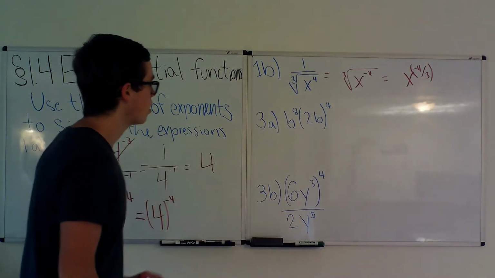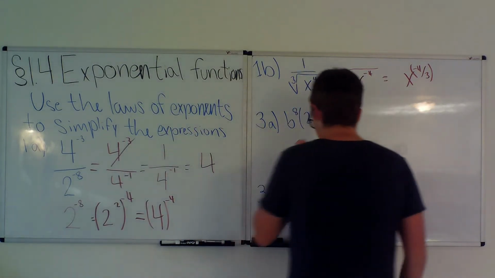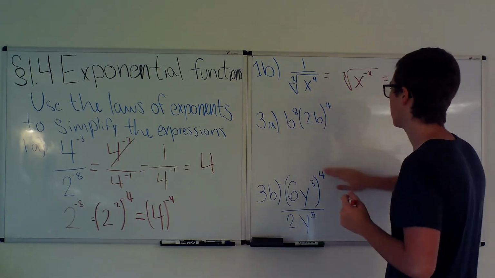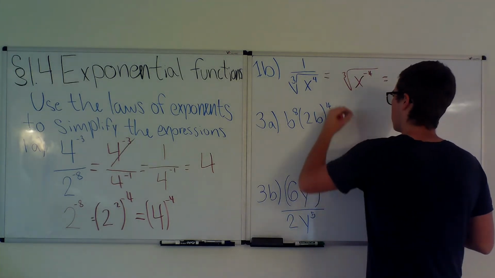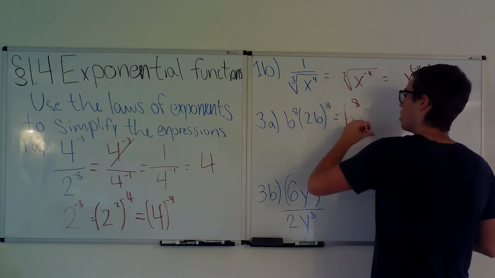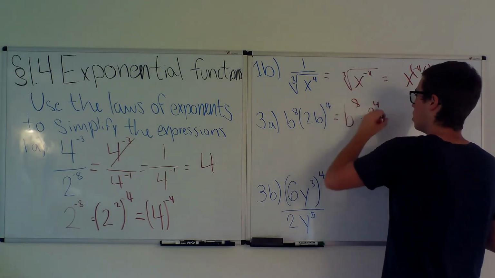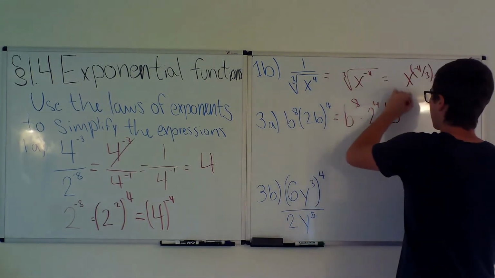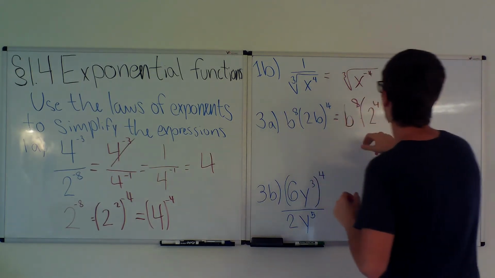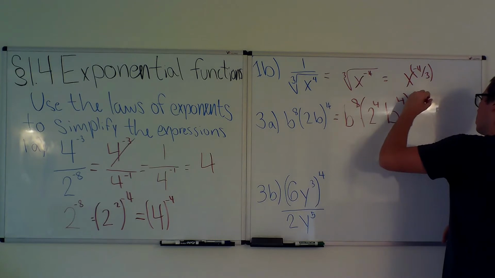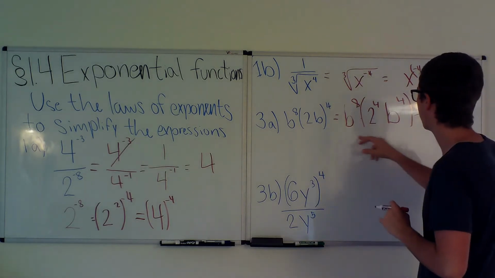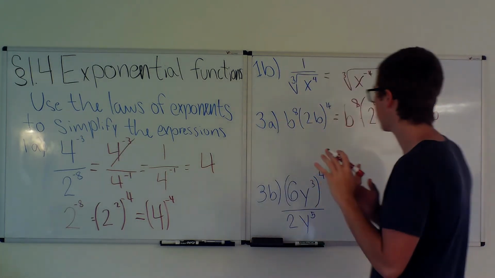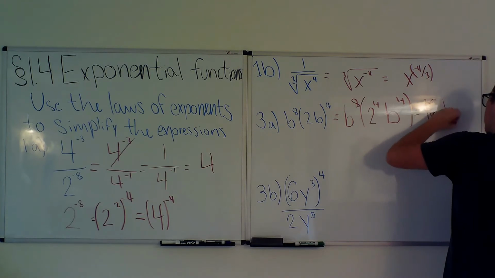Now on to 3a. So we're going to, again, want to get it in one form. So what we're going to first do is distribute this 4, right? So this is going to be 2 to the 4. So it's b to the 8 times 2 to the 4, b to the 4, right? And then we're going to multiply out the 2. That's going to be 16. And then since it's b to the 8 times b to the 4, that's just equal to b to the 8 plus 4. So that's b to the 12th.